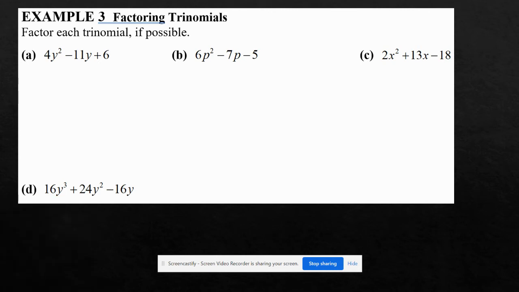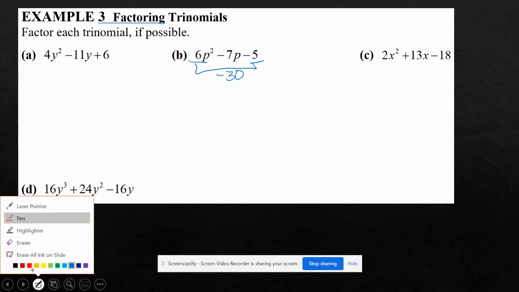All right. So 6, 7, and 5. Is there a greatest common factor for 6, 7, and 5? Nope, just 1. And in this case, the 1's not going to help us. So 6 times negative 5 is negative 30. We need the factors of negative 30 that will add to negative 7.